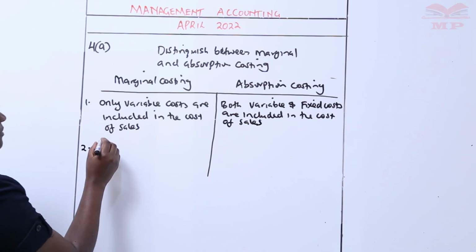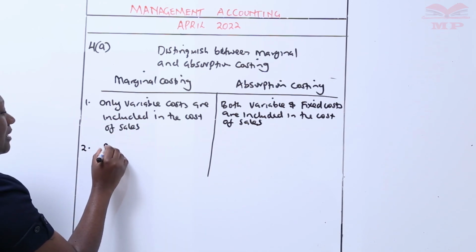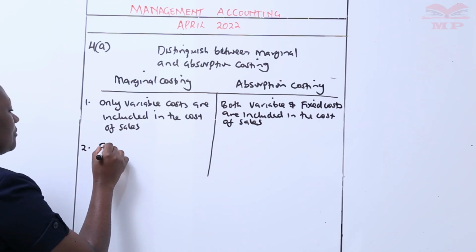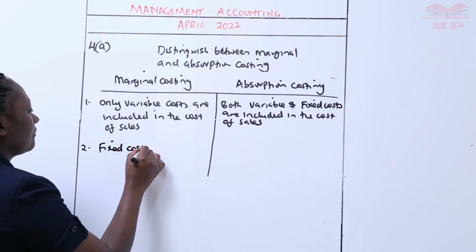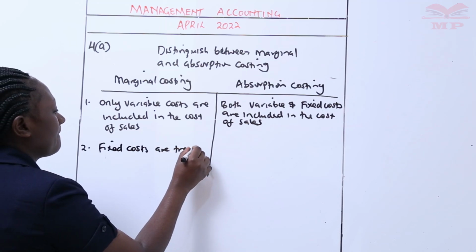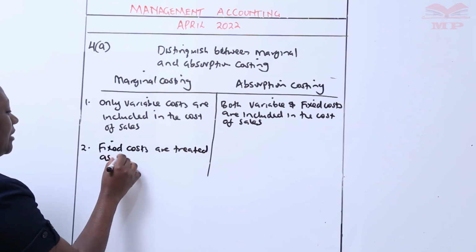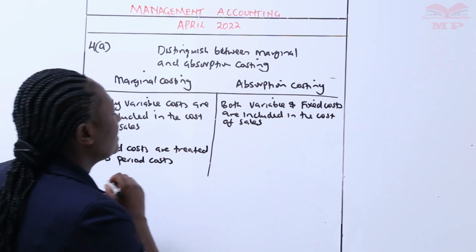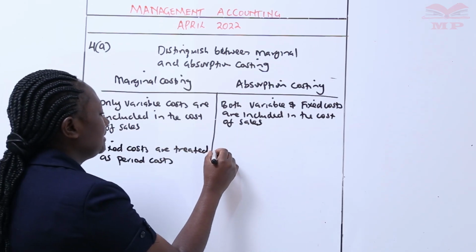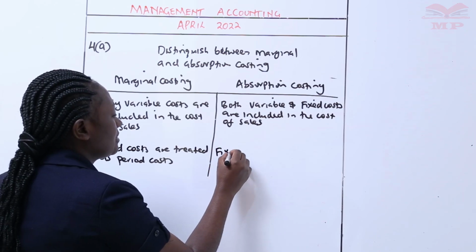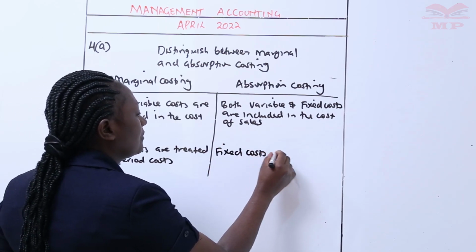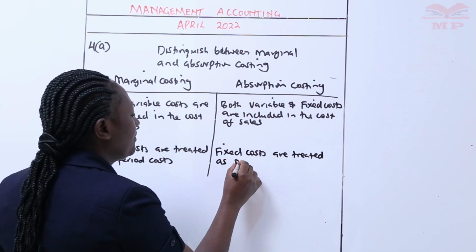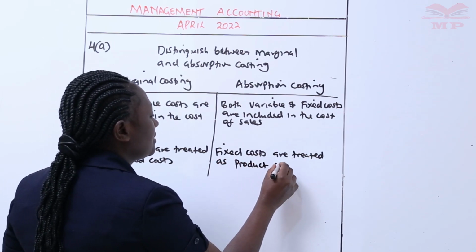Number 2, under marginal costing, fixed costs are treated as period costs. While under absorption costing, fixed costs are treated as product costs.